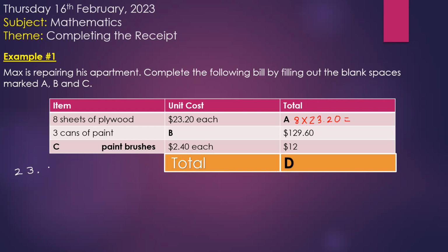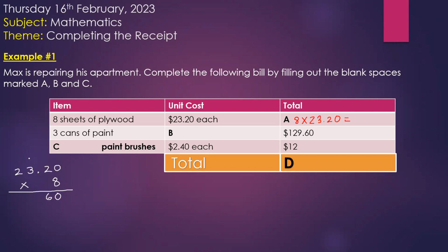So $23.20. We want to multiply that by 8. All right, good. What is 8 times 0? 0. What is 8 times 2? 16. Let's put the 6 down.